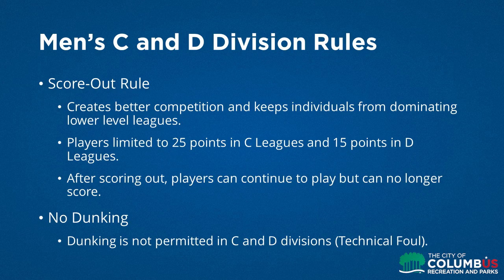CRPD uses a score-out rule for all C and D leagues. This rule is in place to limit the scoring of individuals and keep certain players from dominating games in these lower-level leagues. Player point totals are capped based on what league they choose to play in. Once a player scores out, he can continue to play in the game, but he is no longer able to score points.